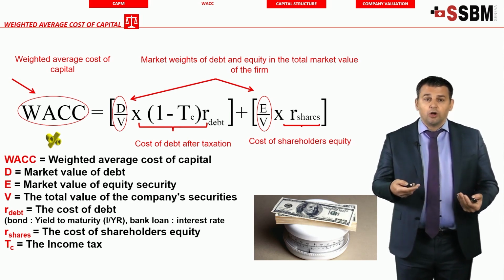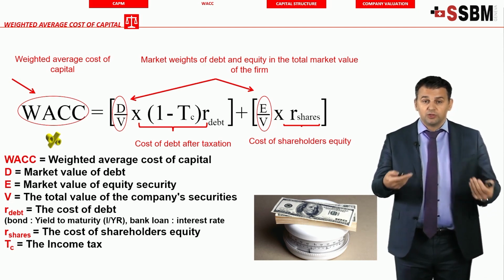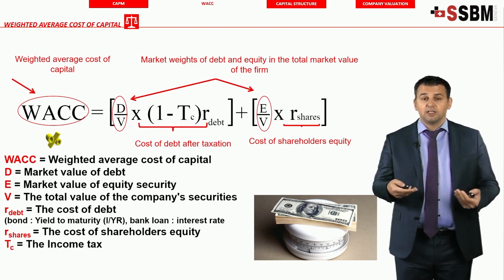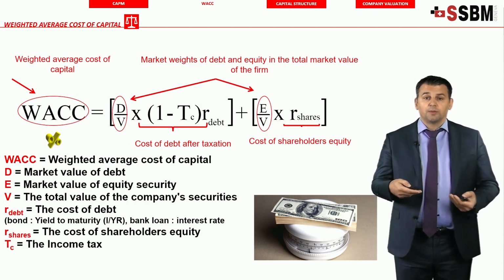Speaking about the cost of debt, in the case of a bond, we speak about the yield to maturity, which I have explained in the lecture when we spoke about bonds. And in the case of bank loans, this is just the interest rate.